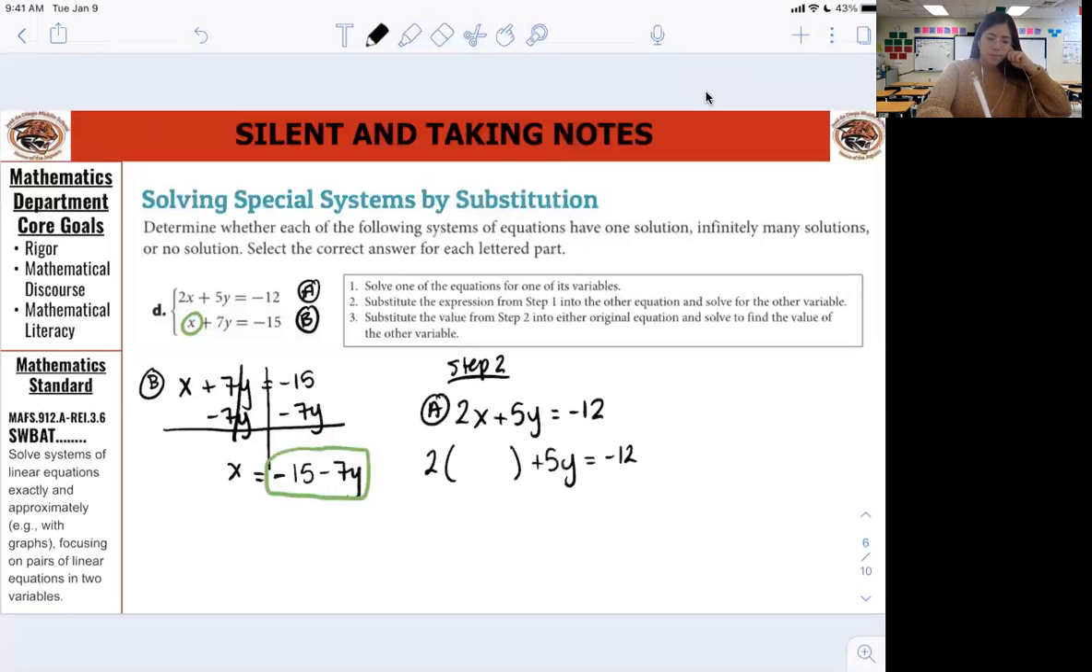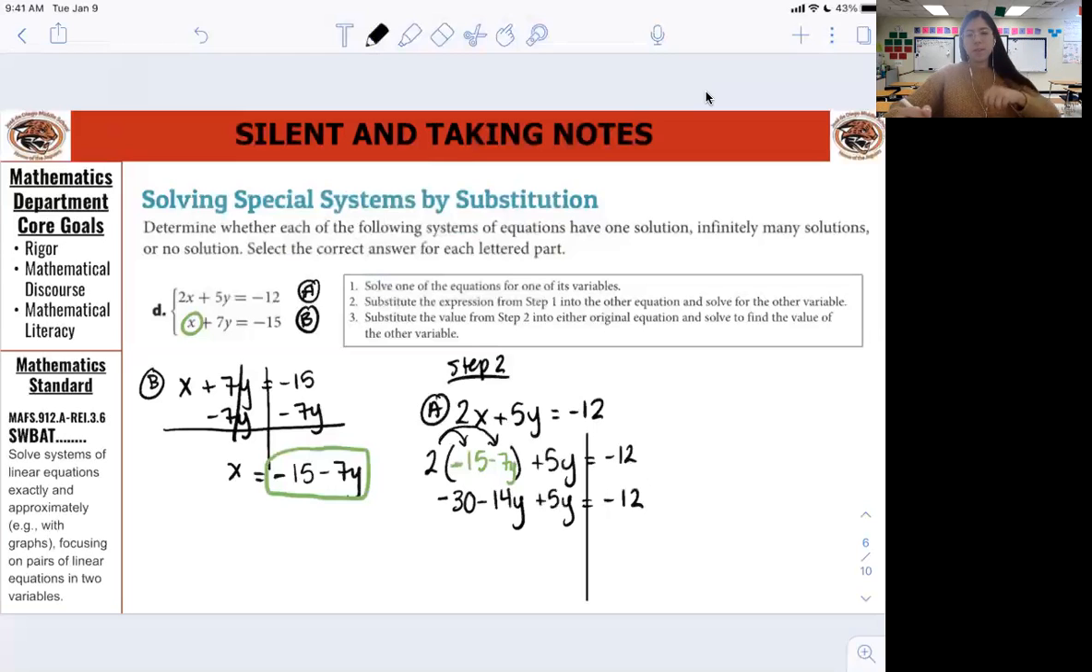We'll have to distribute, exactly. So I'm distributing that 2 to both of those values. What's 2 times the negative 15? Negative 30. Because it's a positive times a negative, it becomes negative. What about 2 times negative 7y? Negative 14y. Good.